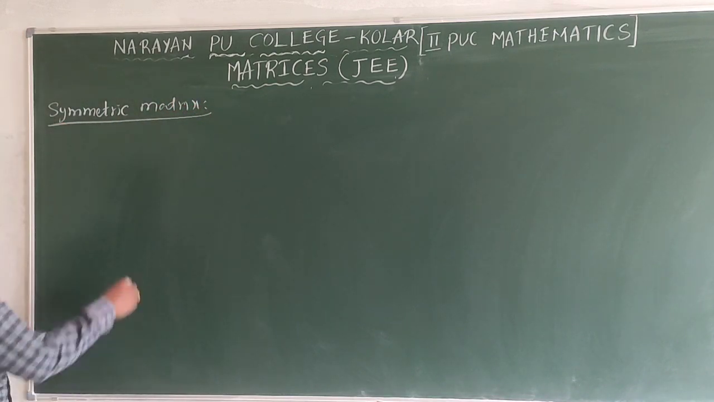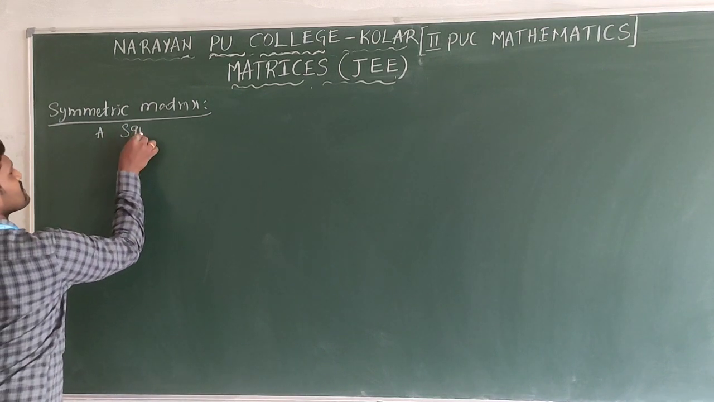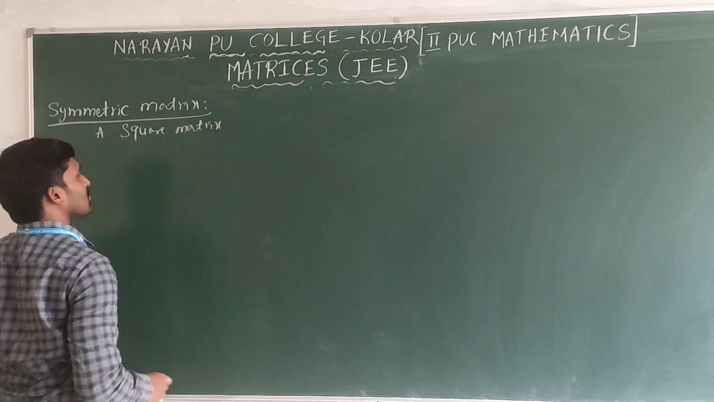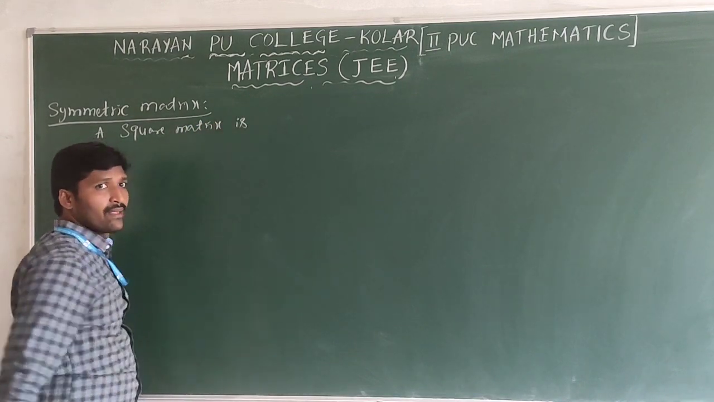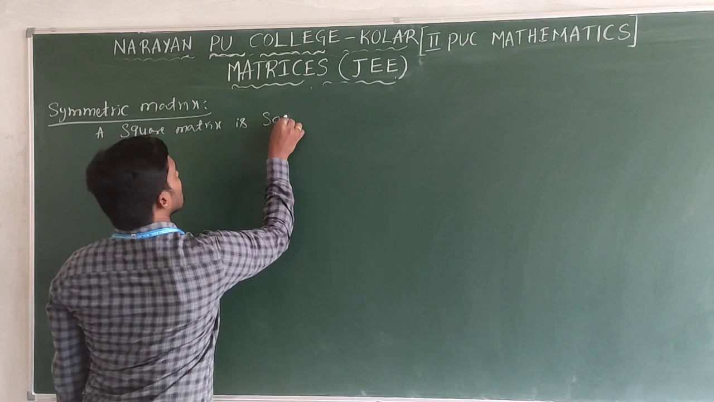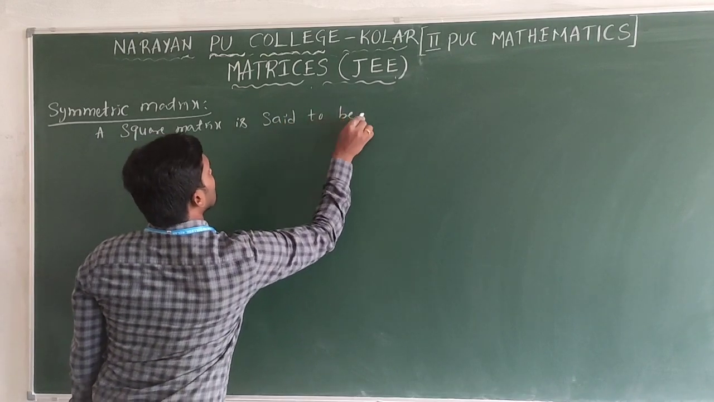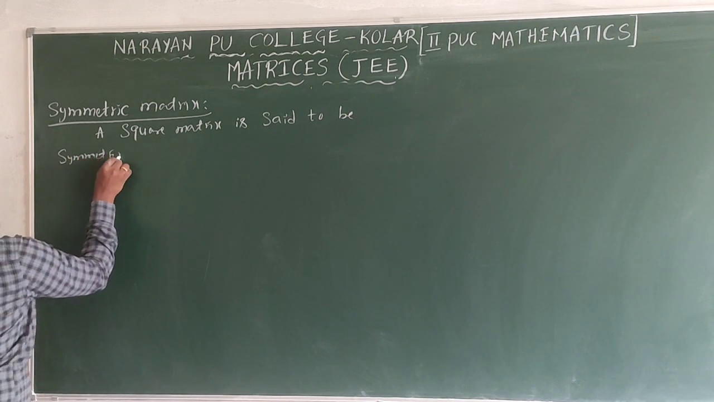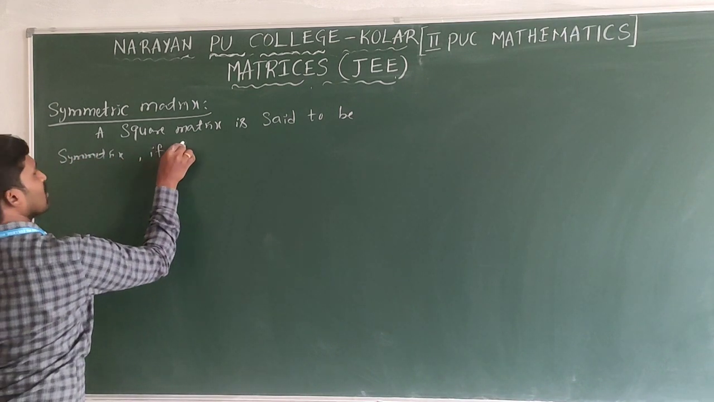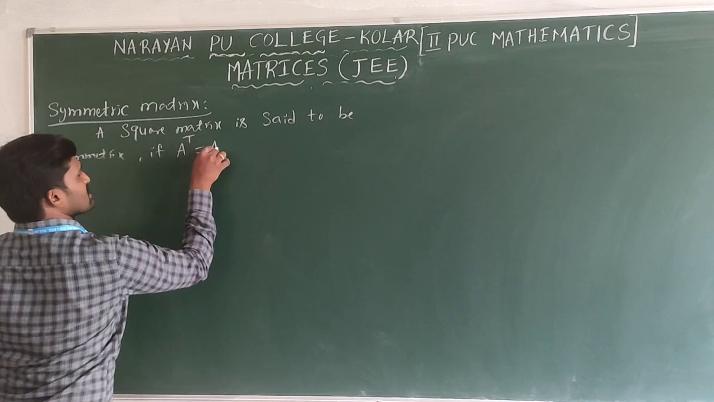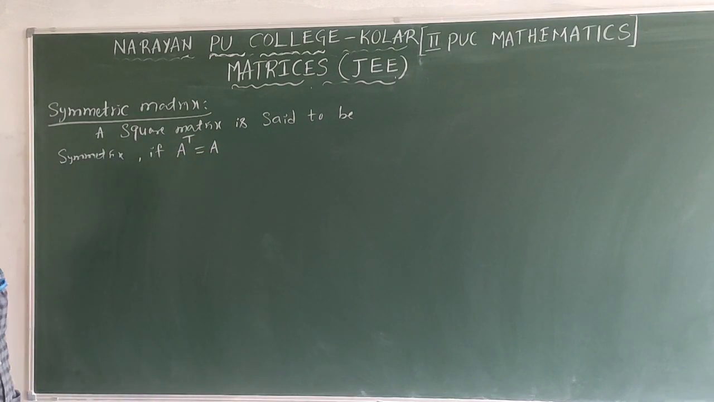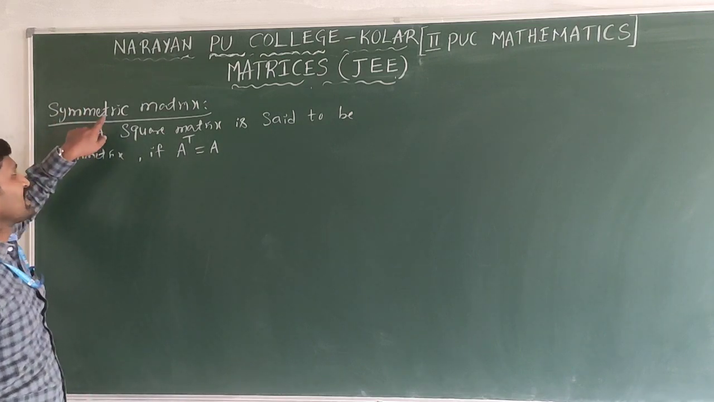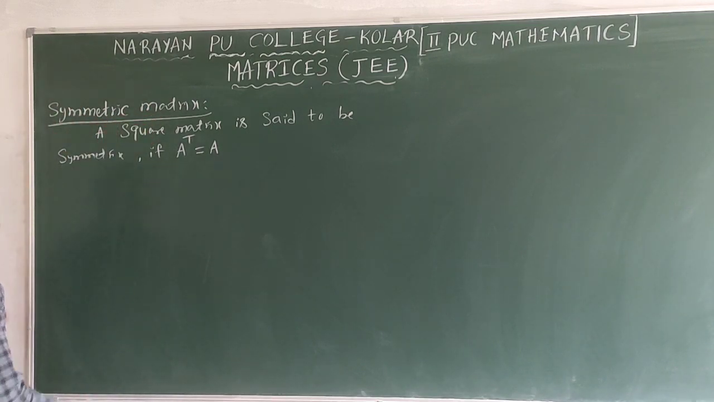Symmetric matrix means a square matrix is said to be symmetric if A transpose equals A. The transpose of a matrix and the matrix A both are equal. That matrix is called a symmetric matrix.